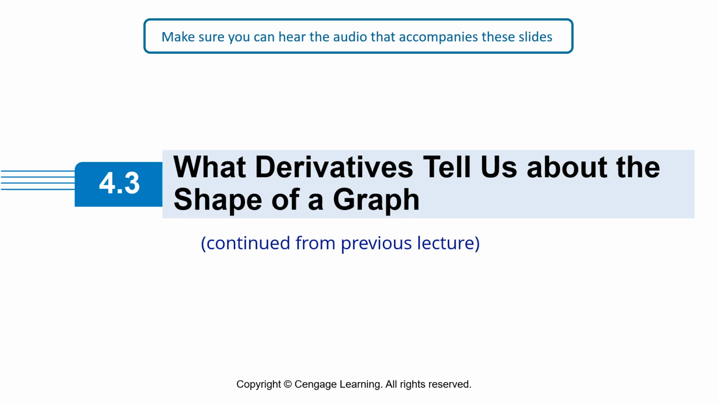We started section 4.3 last time, and we were learning here how we can use derivatives to help us figure out the shape of a graph of a function. And so far we've looked at how the first derivative helps us determine where the graph is increasing and decreasing.